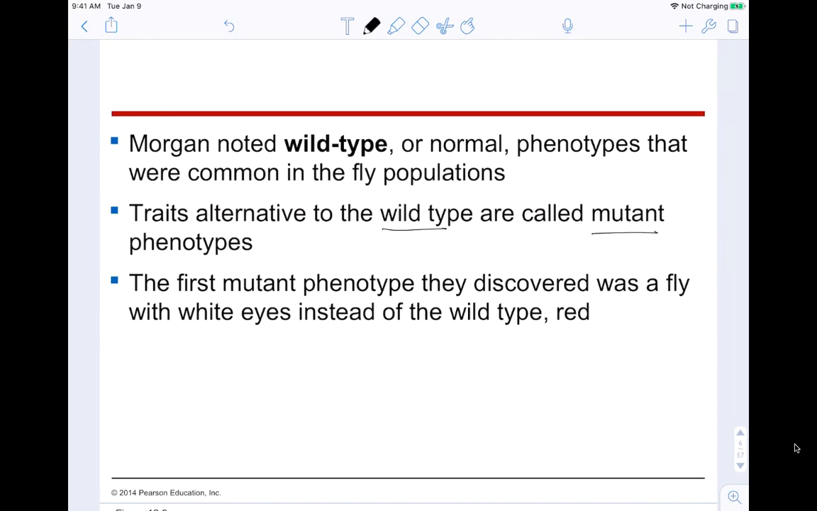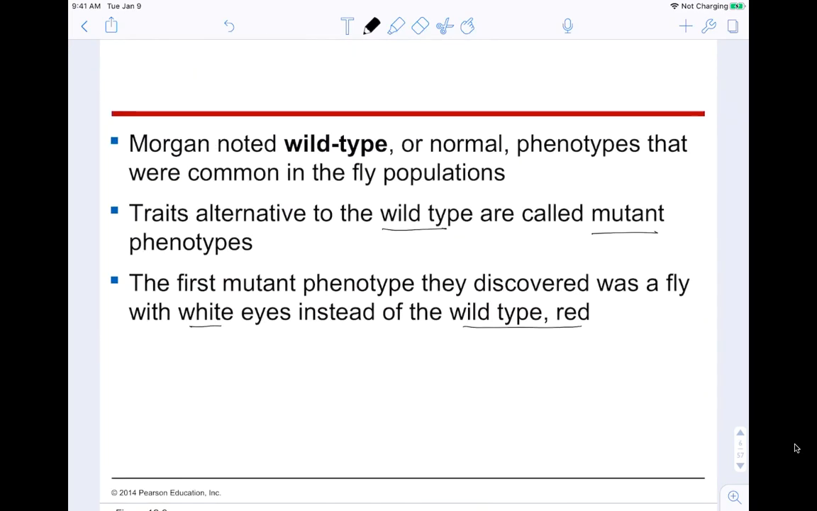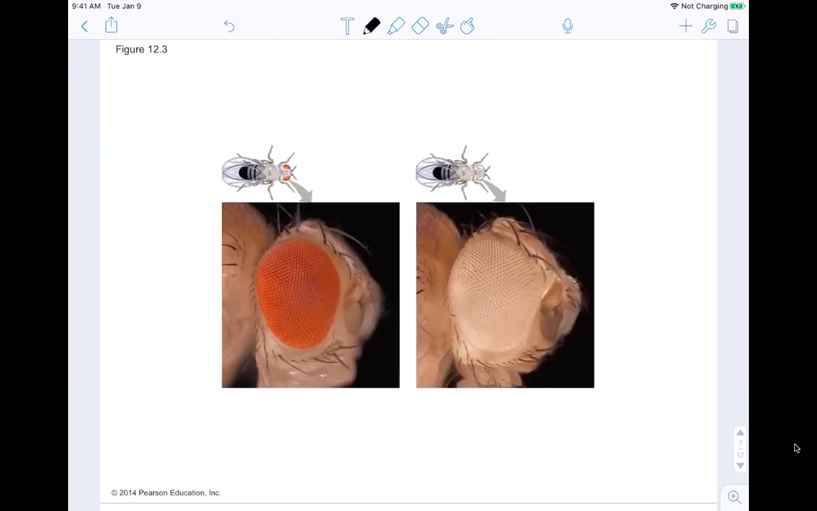The first mutant phenotype was discovered in a fly that had white eyes instead of the wild type, red. So we first discovered this first mutant that was white eyes instead of the wild type, which is red. We'll look at a picture. Their eyes are actually physically different colors. So our wild type is normal and wild type is red. This is normal, and then this little guy has a mutation.